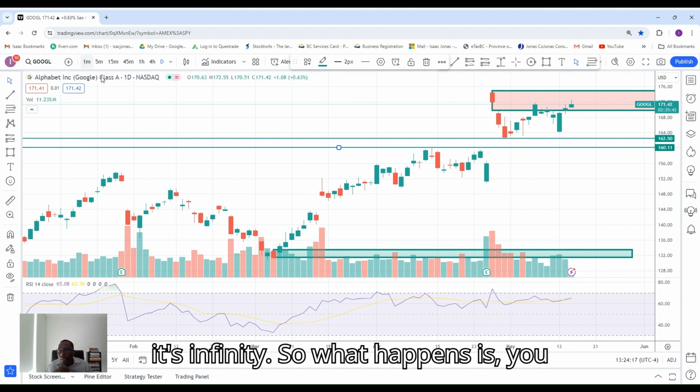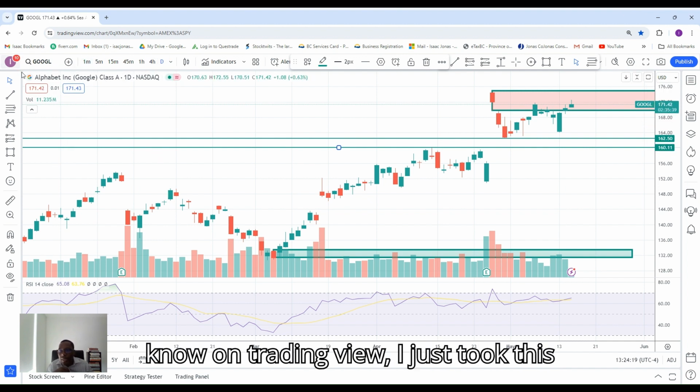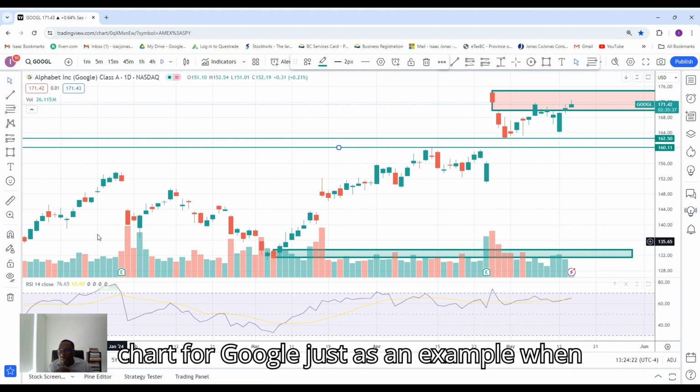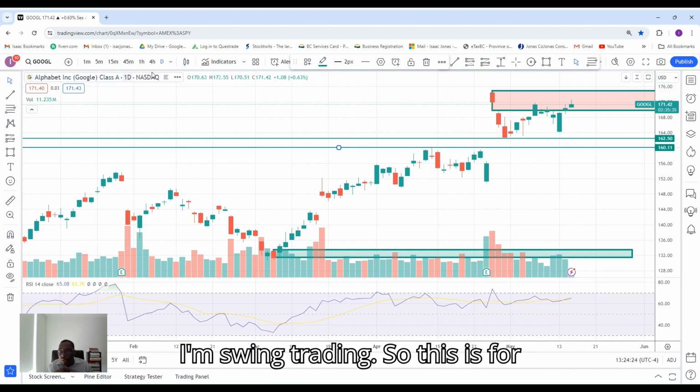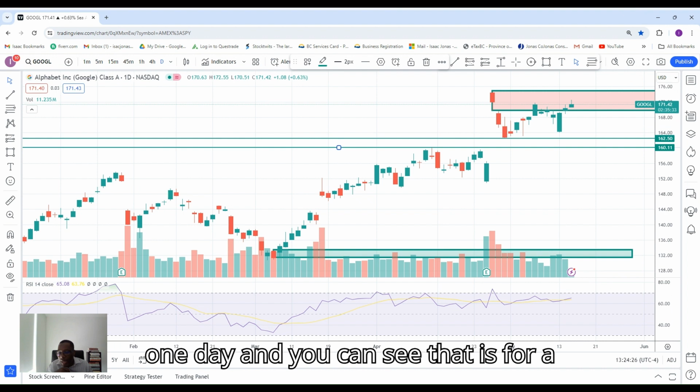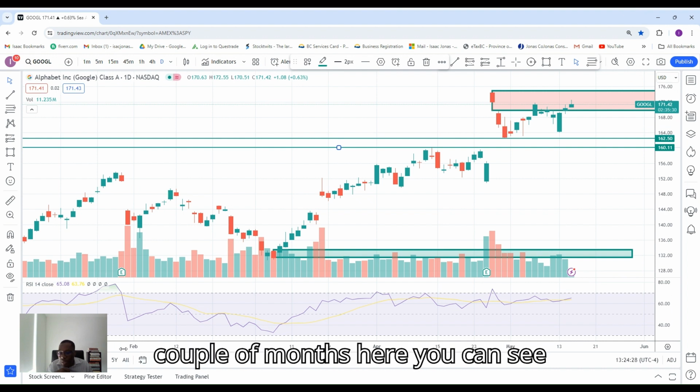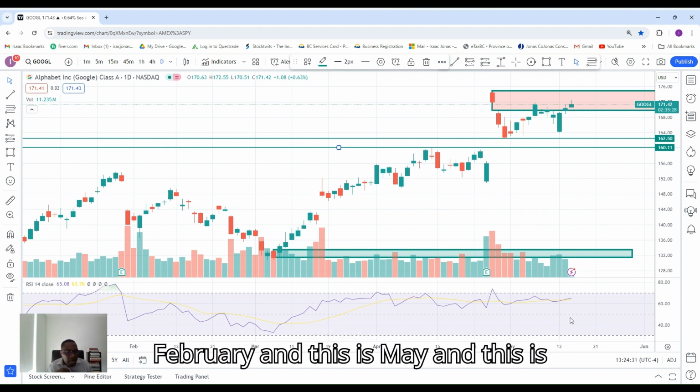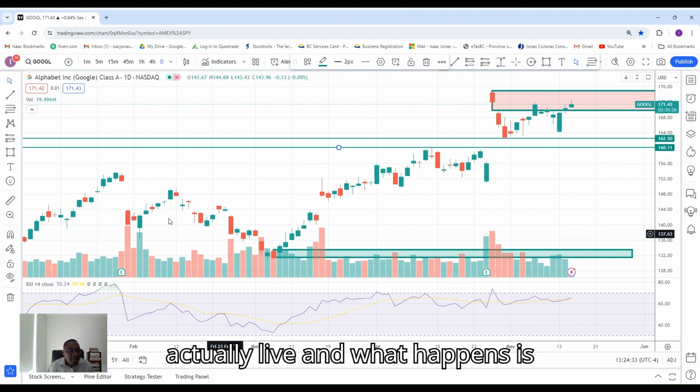So what happens is, on TradingView, I just took this chart for Google just as an example when I'm swing trading. This is for one day, and you can see that is for a couple of months. Here you can see February, and this is May, and this is actually live.